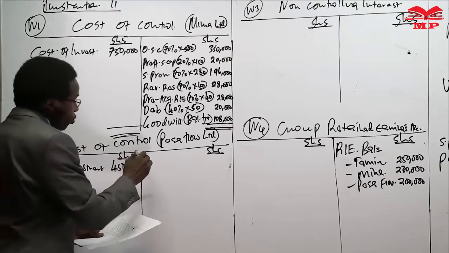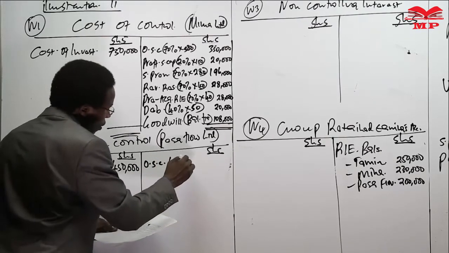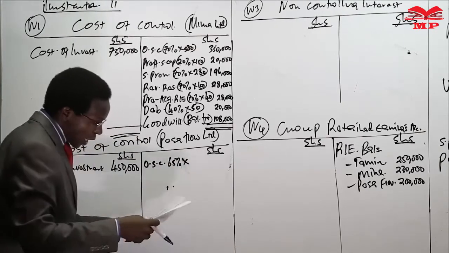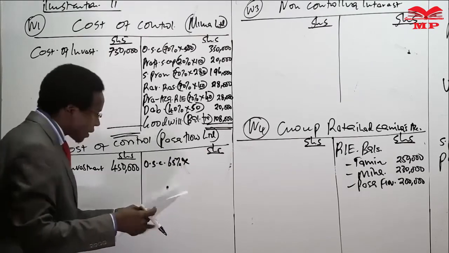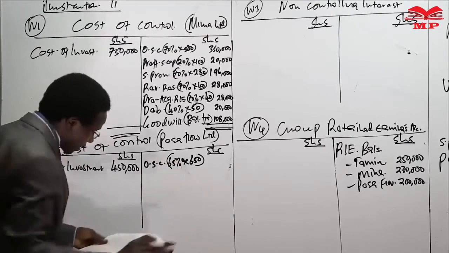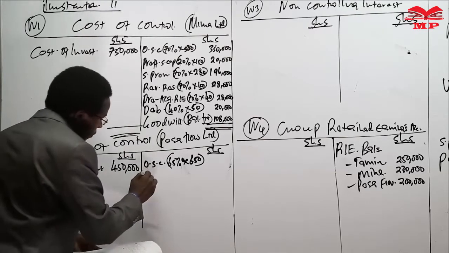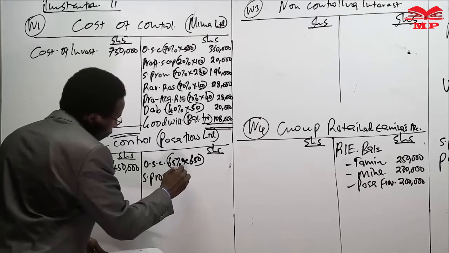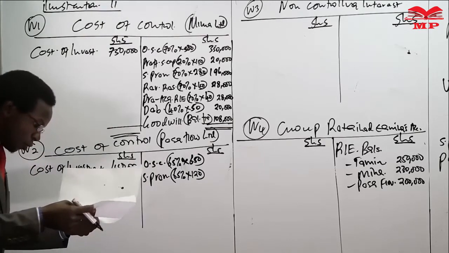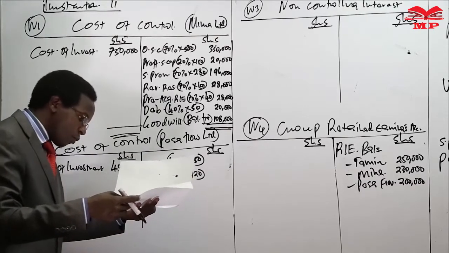For goodwill, we are going to take into account ordinary share capital. We acquire 65%, so 65% of the ordinary share capital of Pesaflow Limited, which is 650,000. Then we are also looking at share premium, which is 120,000, so 65% of 120. We don't have redeemable preference share capital in Pesaflow Limited.